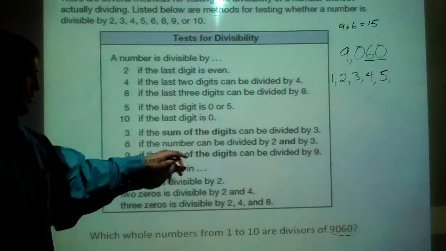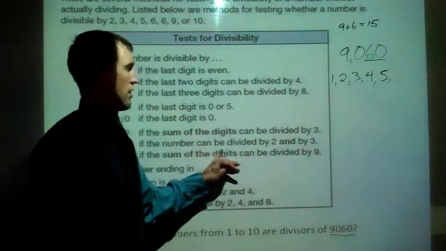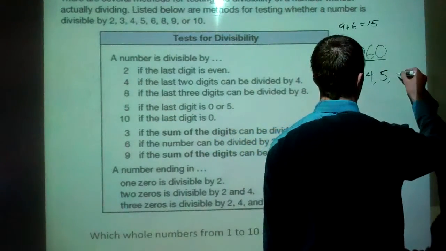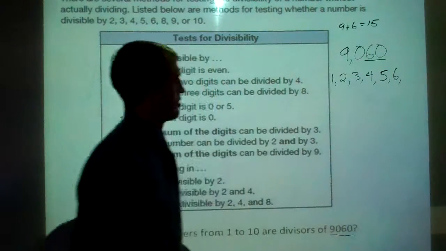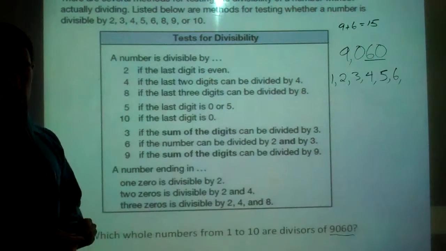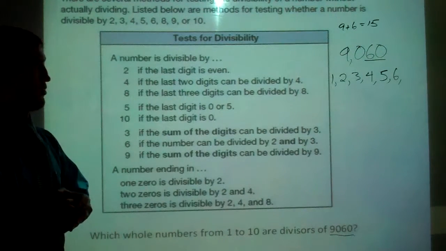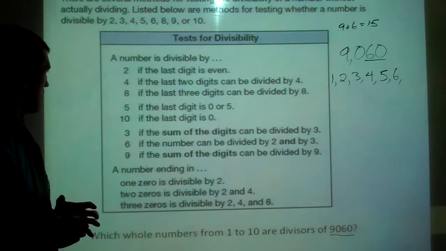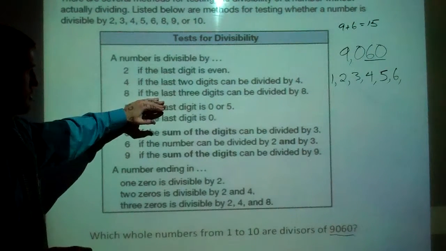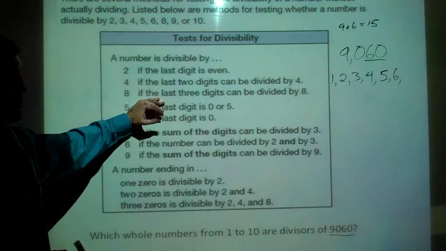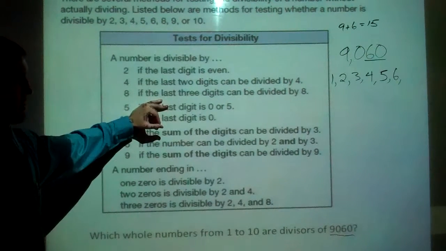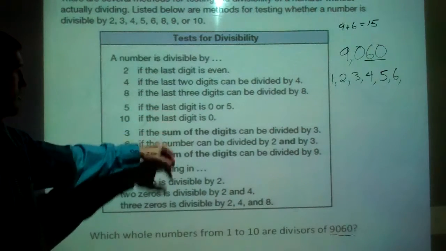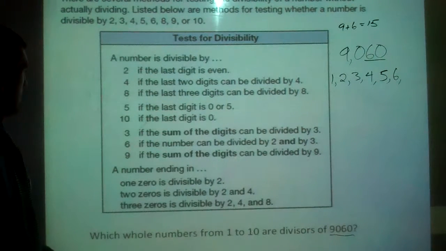6 will work if the number can be divided by 2 and 3. Well, 2 and 3 worked, so 6 will be in there. 7, you'd have to actually go through and divide. I do not believe that 7 goes in there. 8, if the last 3 digits can be divided by 8. Well, our last 3 digits are 60, so 060 would be 60. 8 does not go in there evenly, so 8 is off the list.